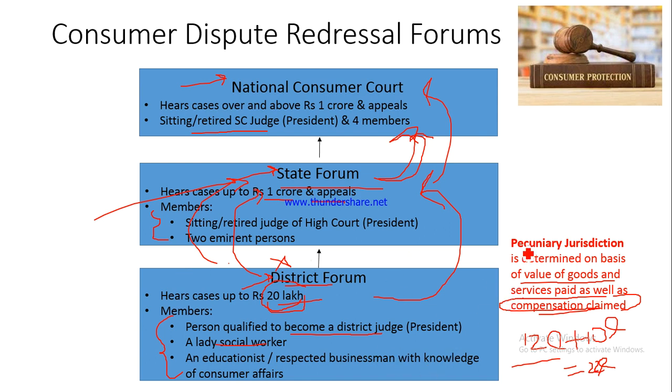And this is what we refer to as pecuniary jurisdiction. The jurisdiction is decided on the basis of the value of goods and the compensation being claimed by the complainant, the consumer. The consumer would be the complainant, so he would be claiming some compensation plus the value of the goods. Based on that, it will be decided whether the district forum has jurisdiction on this particular case, or whether it would be the state forum or the National Consumer Court. So under whose jurisdiction the case would fall is decided based on the value of goods as well as the compensation that has been claimed, right?